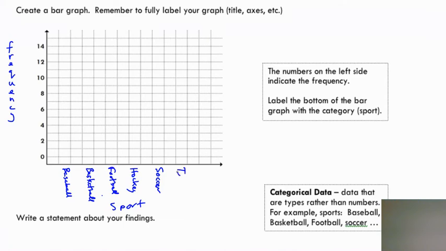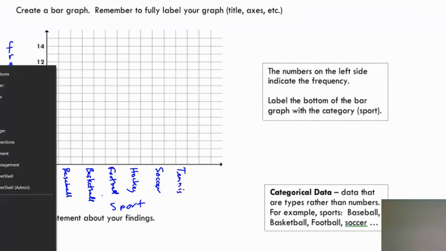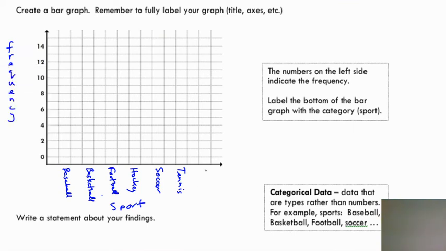And tennis and other. Okay, so again, you can get creative with colors and all that, but basically we're going to shade this in. We're going to make a bar graph. So the numbers on the left side indicate the frequency, and label the bottom as the bar graph to have the category of the sport.